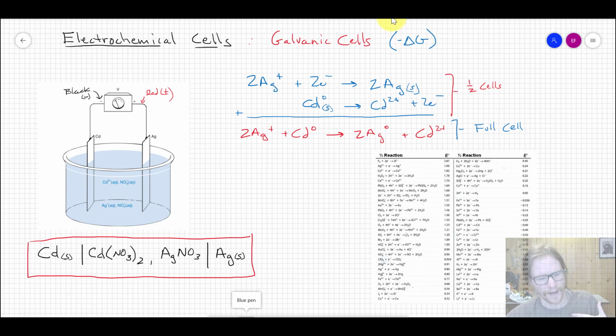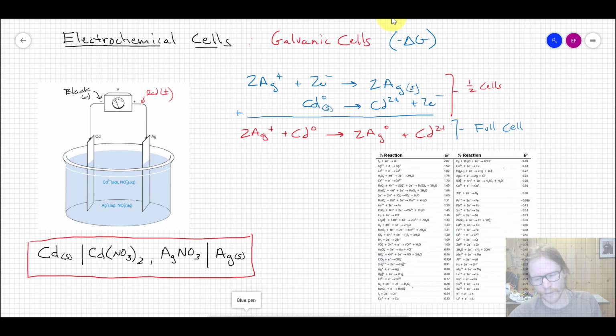And then when they have completely run, so we run out of one of the species, if you have a limiting reagent, then they need to be recharged, meaning they need to go from their low energy state back to their high energy state. How do you do that? Well, you've got to put energy into the system, and then you're running it as an electrolytic cell, and you're running those half reactions backward.